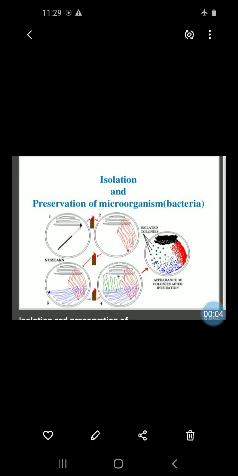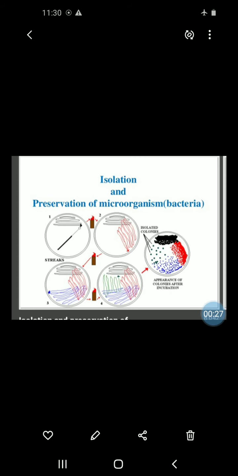Good afternoon, dear friends. Today we will see the methods of isolation and the methods of preservation of microorganisms or bacteria. In the last lecture, I also discussed the methods of preservation and the methods of isolation. Again, we will see the same points, that is, methods of isolation and also methods of preservation.